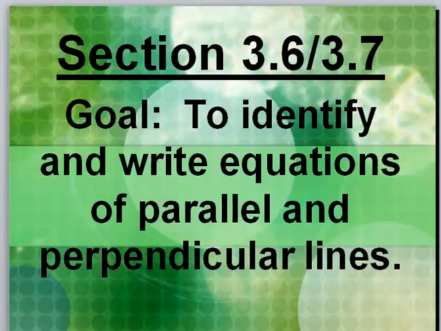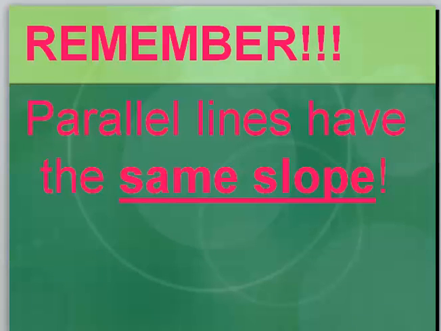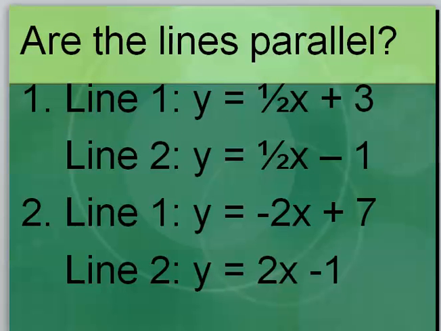In section 3637, we're going to identify and write equations of parallel and perpendicular lines. Remember that parallel lines have the same slope. So if you're given two lines and asked, are the lines parallel, we're looking at the slope. These are in slope-intercept form, y equals mx plus b.